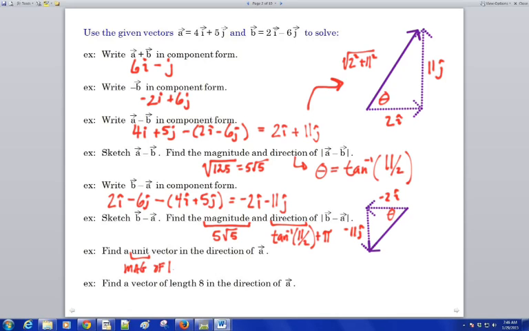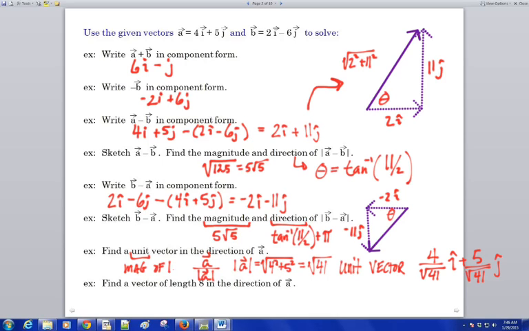Unit vector means a magnitude of 1. And the way we can get a unit vector is take the vector and divide all the components by the length. And so if I take this value, my magnitude of A is going to be 4 squared plus 5 squared, and we get a value. Our unit vector is going to take that magnitude and divide everything by that. So my i component and my j component get divided by the total length.